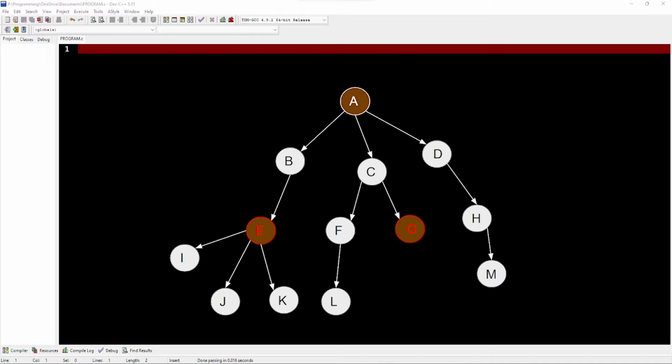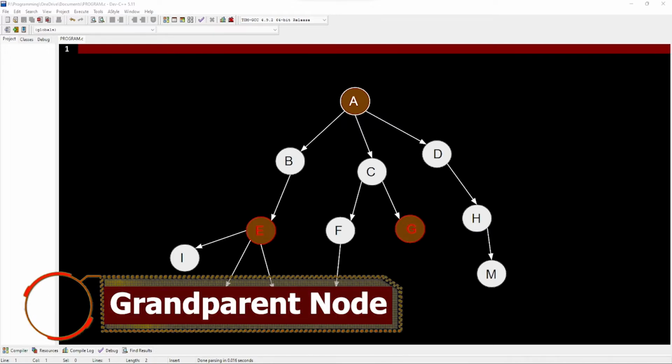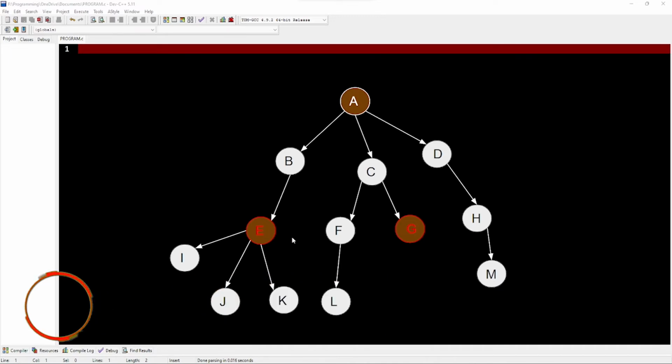The next term in our list is grandparents. When do you call a node a grandparent? A node is called a grandparent if it is connected to some particular nodes through one node, which is actually the parent. What that basically means is, if you take this example, you will see that we have pointed out two nodes which are at the same level, that is the nodes E and G.